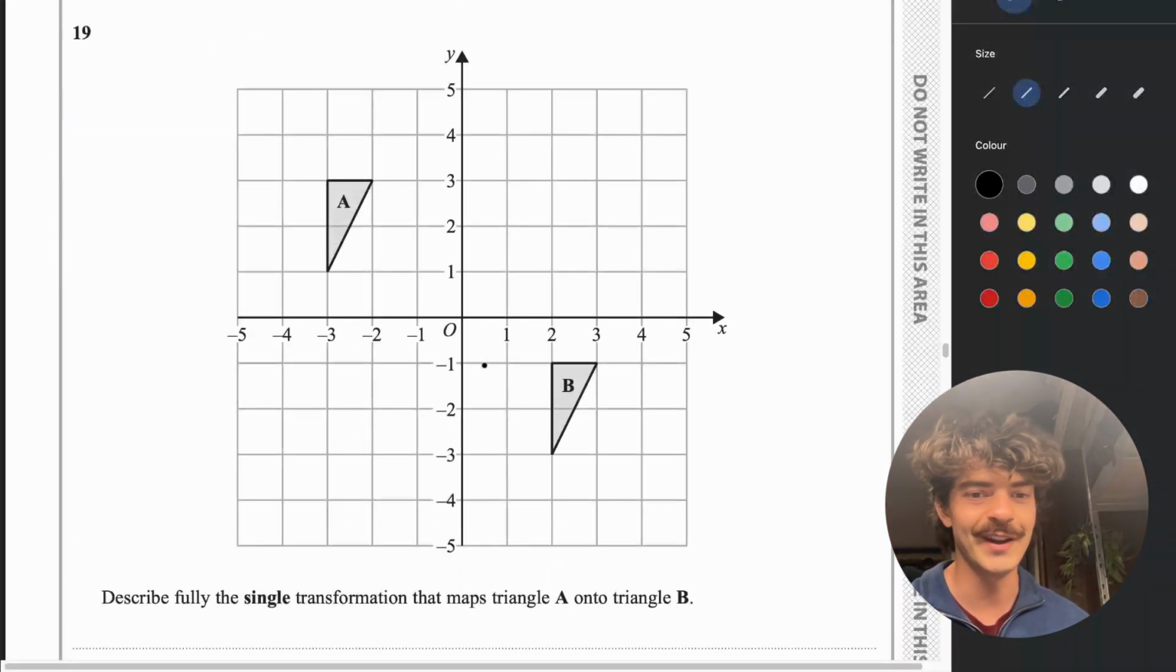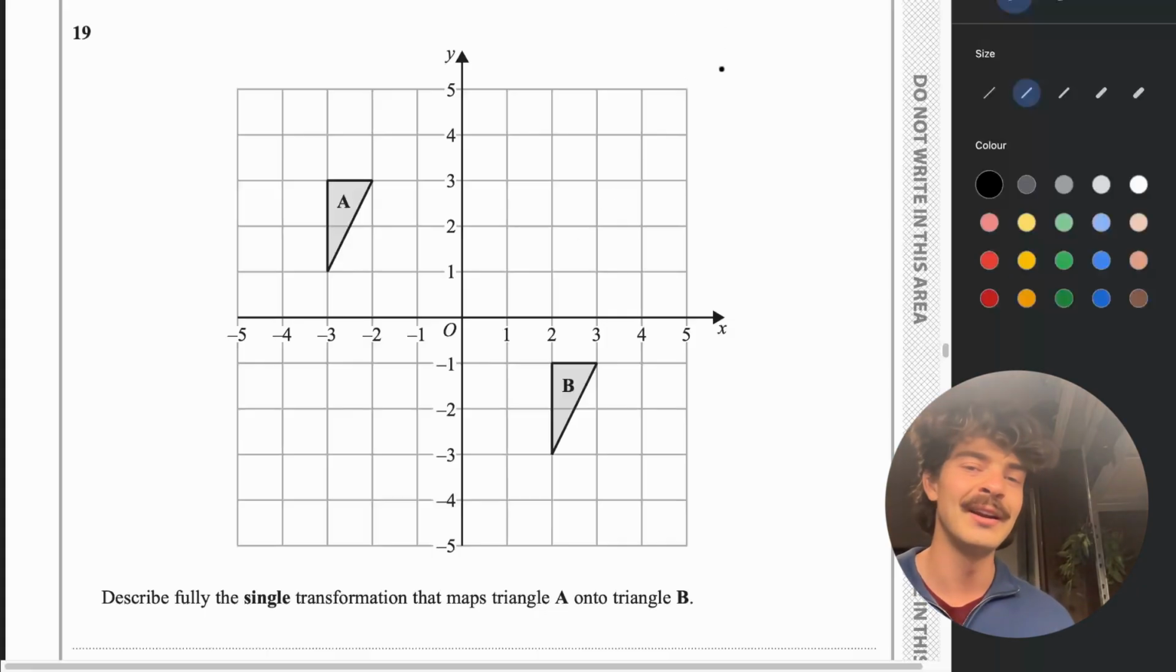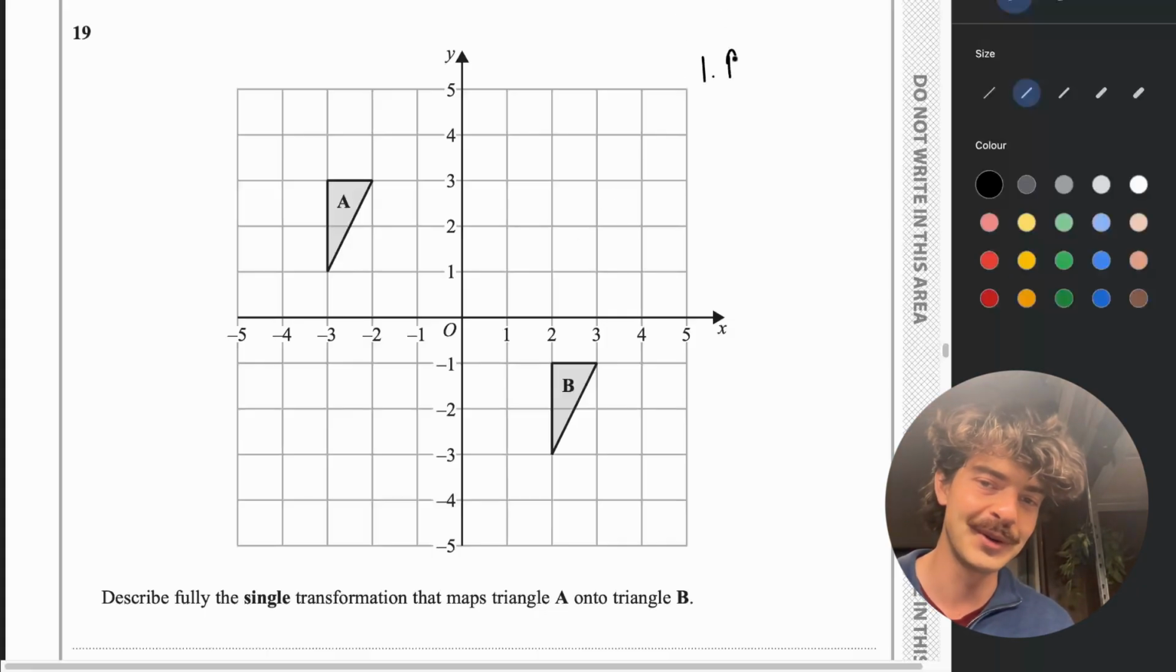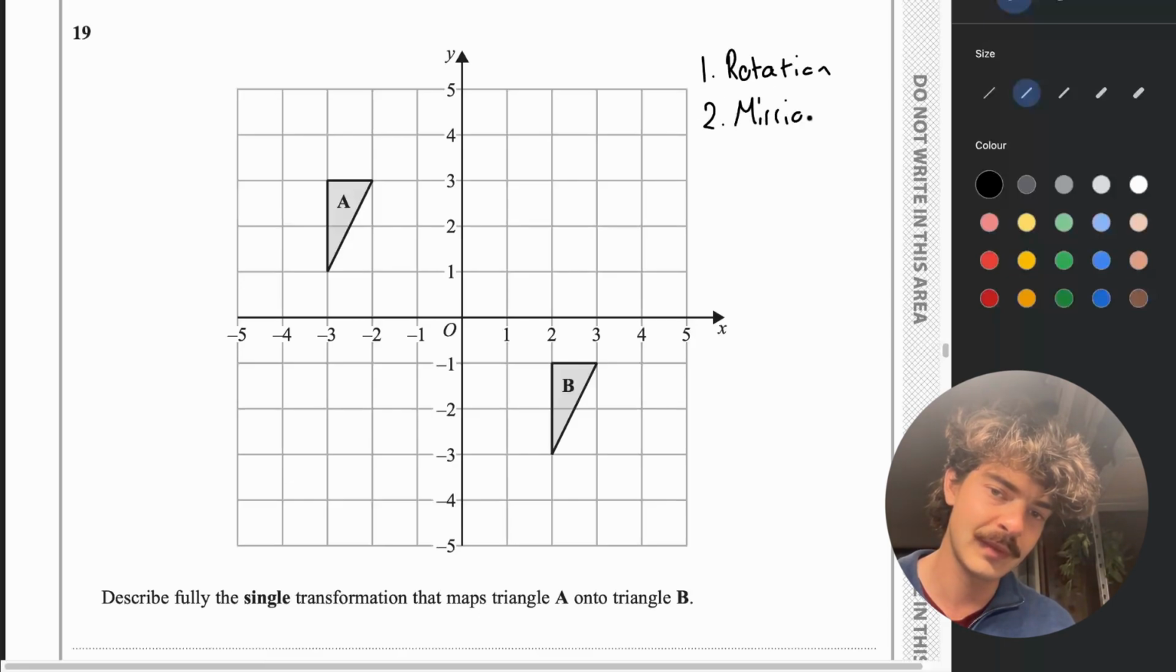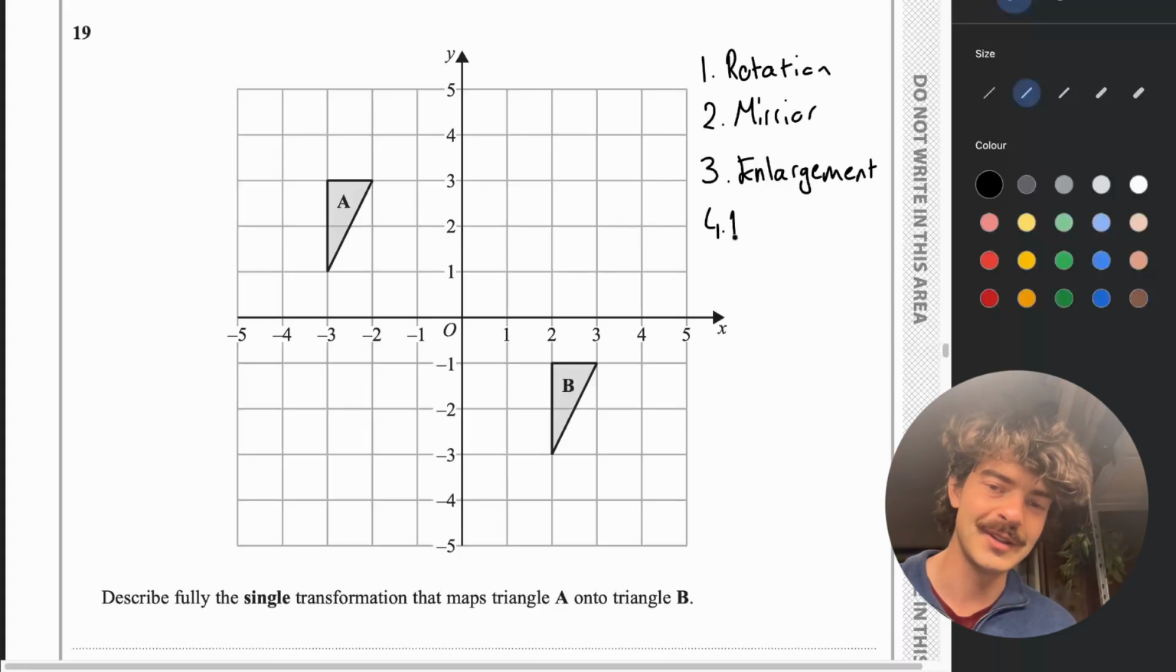On to question 19 now. Fully describe the single transformation that maps A onto B. Okay, there's 4 transformations. You're going to want to know these. So I'm going to quickly run through them. You've got rotation. You've got a mirror. You've got an enlargement. And last but not least, you've got what's known as a translation.